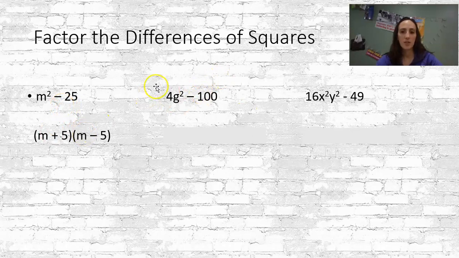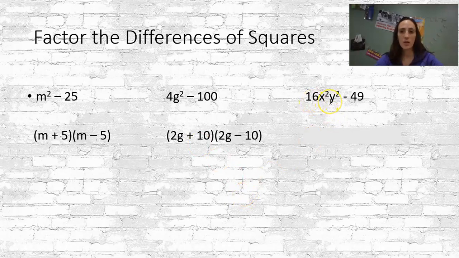This one, another difference of squares. The square root of 4g squared would be, the square root of 4 is 2, and the square root of g squared is g. And then I need the square root of 100, that is 10. So I would have 2g plus 10 times 2g minus 10.